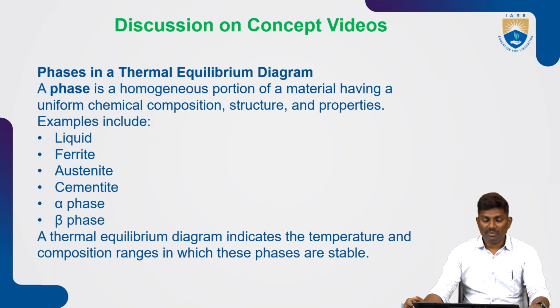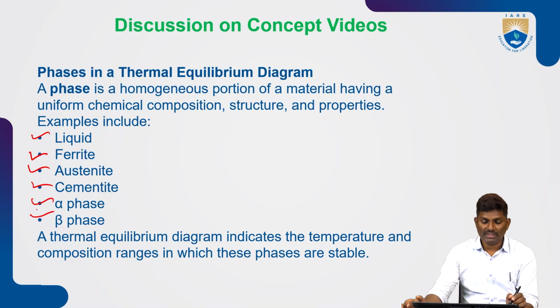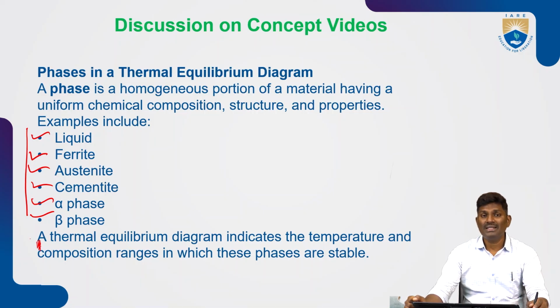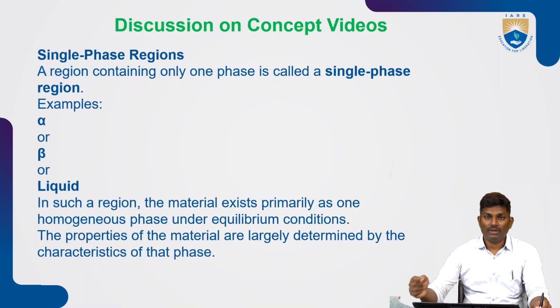Phases in a thermal equilibrium diagram. A phase is a homogeneous portion of the material having a uniform composition, structure, and properties. So here, if you take examples, you have liquid, ferrite, austenite, cementite, alpha phase, beta phase. So these are the different types of phases in thermal equilibrium. And what does a thermal equilibrium diagram indicate? It indicates the temperature and composition ranges in which these phases are stable. So this is how you need to understand the phase equilibrium or thermal equilibrium diagram.